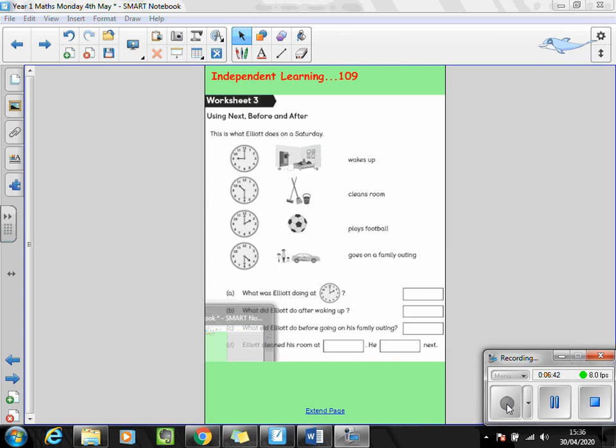Can you answer the 4 questions using that information? What was Elliot doing at 2 o'clock? Question B. What did Elliot do after waking up? Question C. What did Elliot do before going on his family outing? And question D. Elliot cleaned his room at what time? And what did Elliot do next?